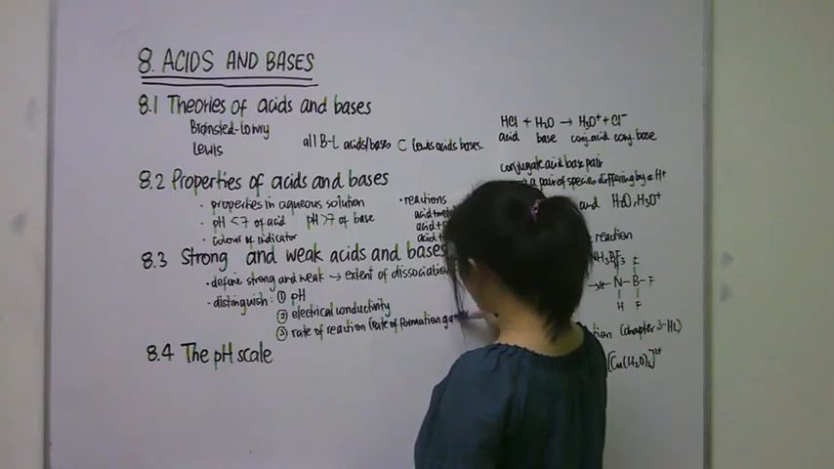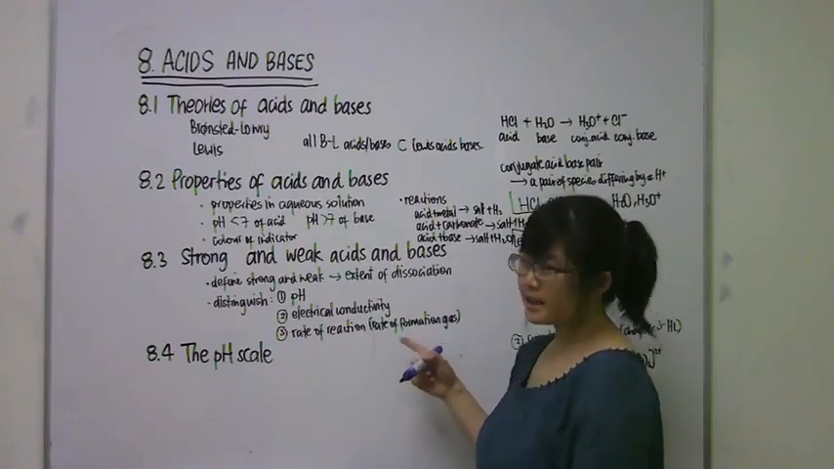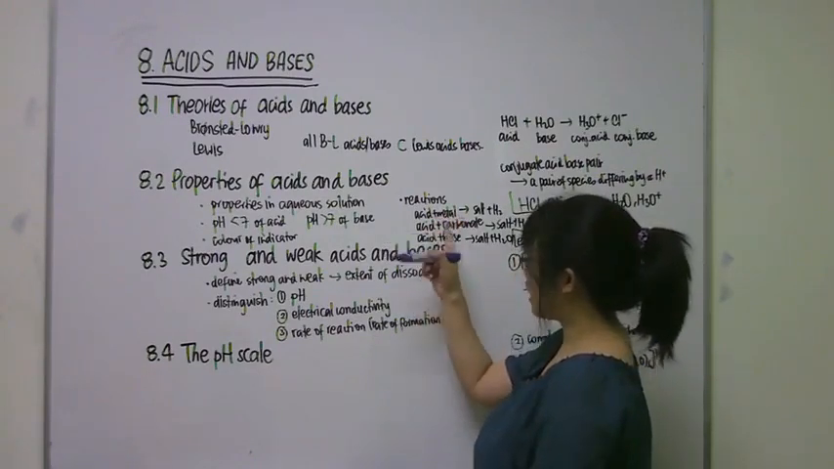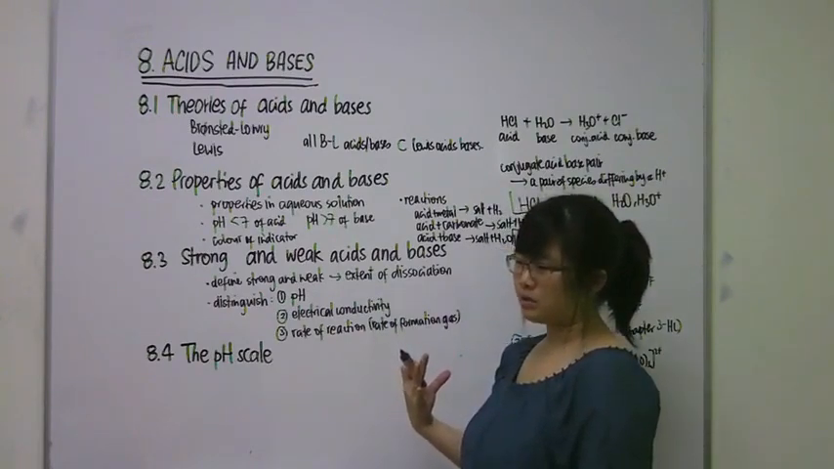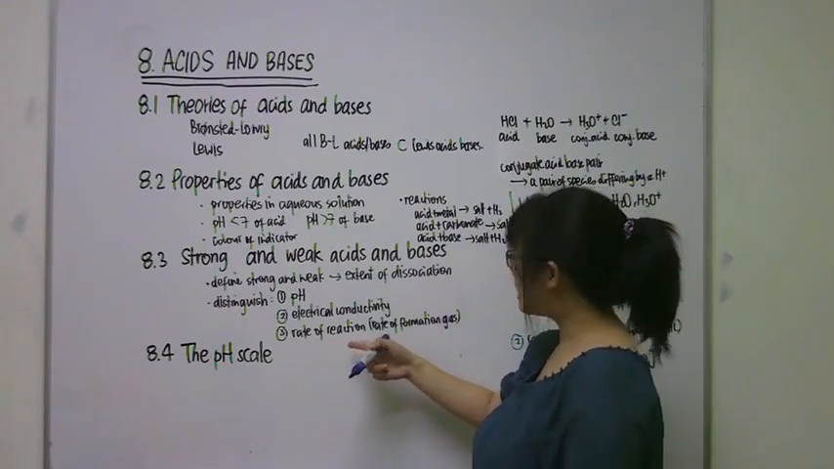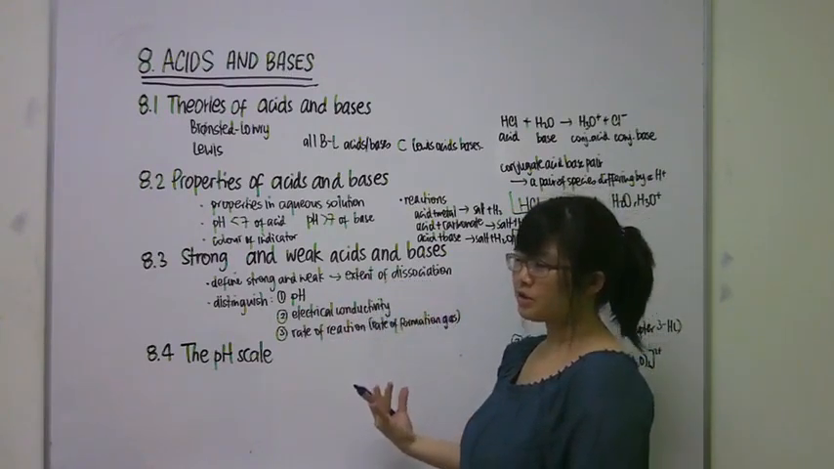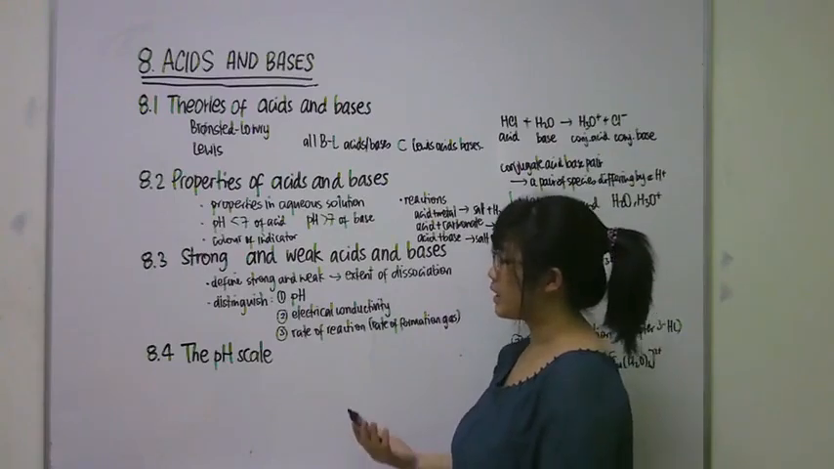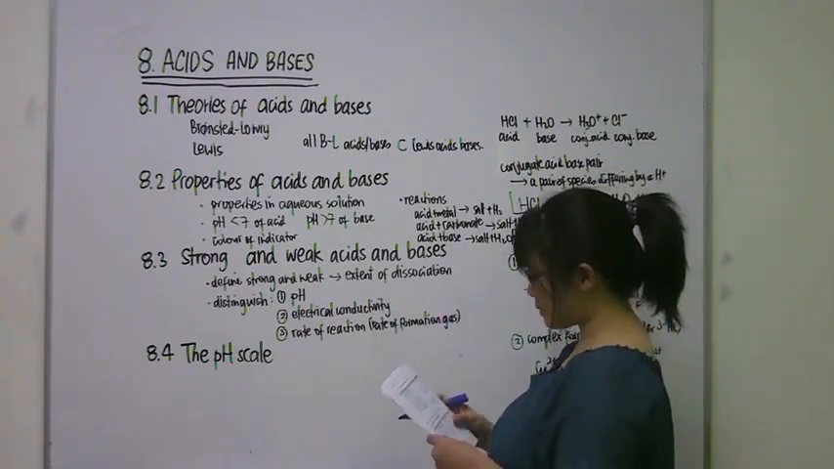So in the third method, we usually react the acid, mainly the acid, with either metal or carbonate so that we can see the formation of hydrogen gas or carbon dioxide. So we can also say effervescence. A strong acid will have a greater rate of effervescence than a weak acid if they are of the same concentration.